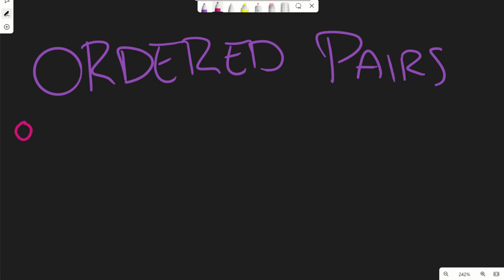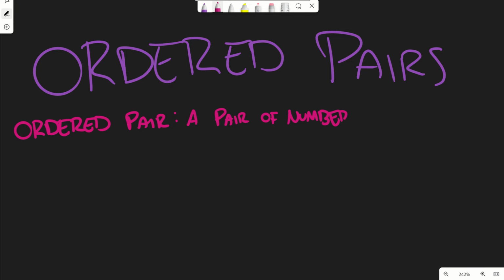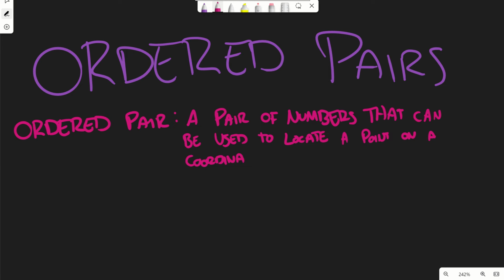So when we talk about an ordered pair, an ordered pair is a pair of numbers that can be used to locate a point on a coordinate plane. So the pair of numbers that can be used in a coordinate plane.